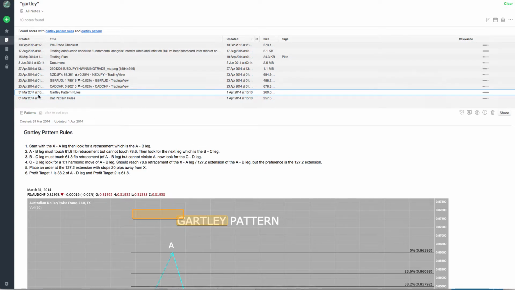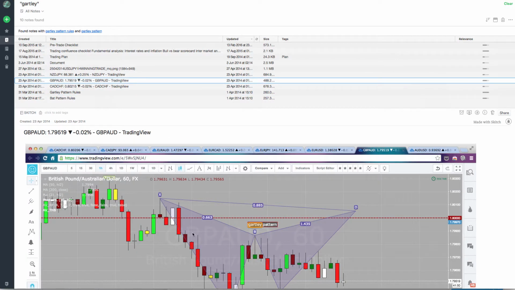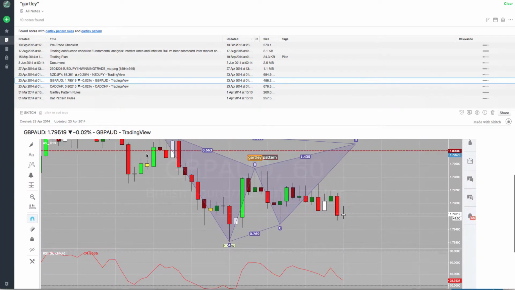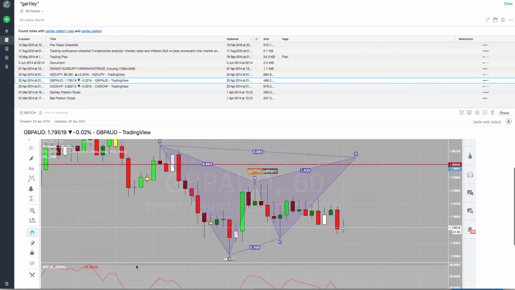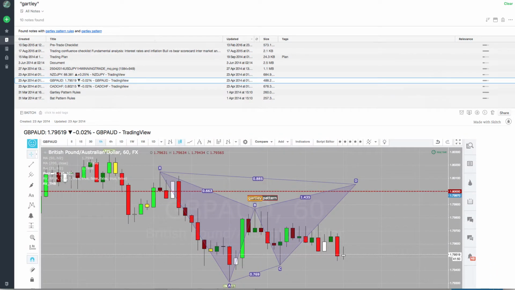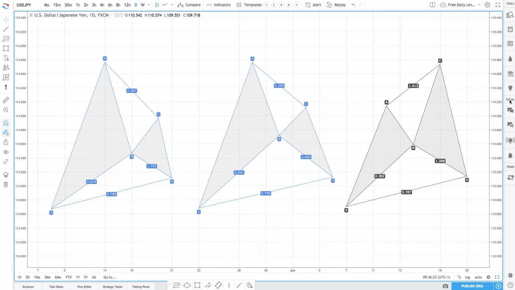You can see back in March 2014, I had some Gartley pattern rules and bat pattern rules, and I was going through these and looking at some other trade examples from back in the day. You can see I had these multicolored bars, indicators, RSI, MACD, and all that. Anyway, just looking back on where I've come from and where I'm at now, it had me thinking.